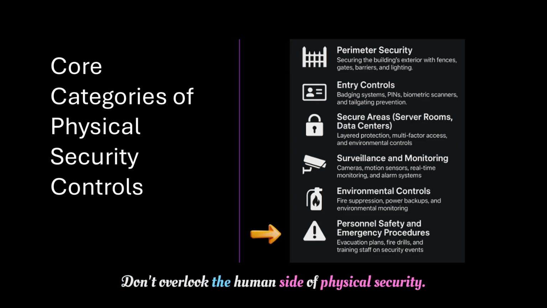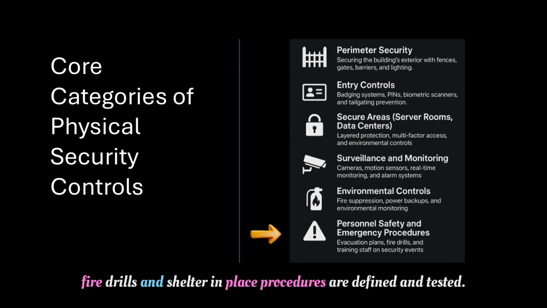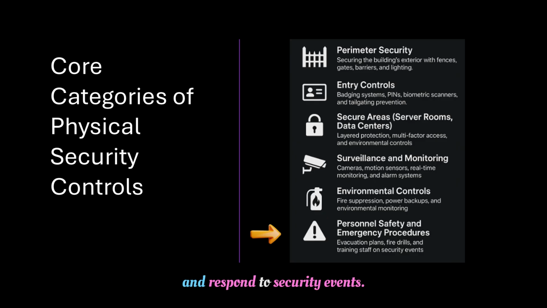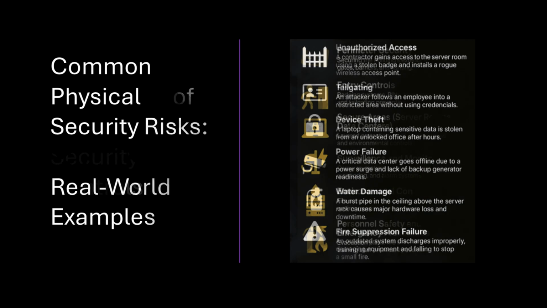Don't overlook the human side of physical security. You need to ensure that evacuation plans, fire drills, and shelter-in-place procedures are defined and tested. You must also train staff on how to report suspicious behavior and respond to security events. Safety isn't just a compliance issue, it's part of your resilience strategy.